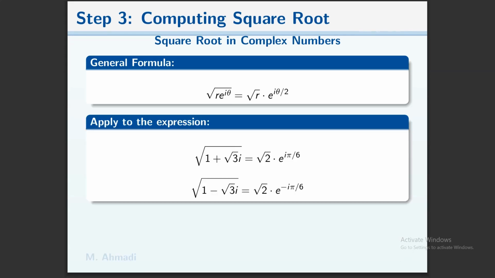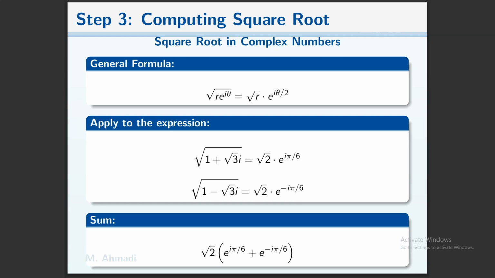For a square root in complex numbers, the general formula is: the square root of r e to the i theta equals the square root of r multiplied by e to the i theta over 2. Applying the above formula to the expression, we have the square root of 1 plus the square root of 3i equals the square root of 2 multiplied by e to the i pi over 6. And the square root of 1 minus the square root of 3i equals the square root of 2 multiplied by e to the minus i pi over 6.